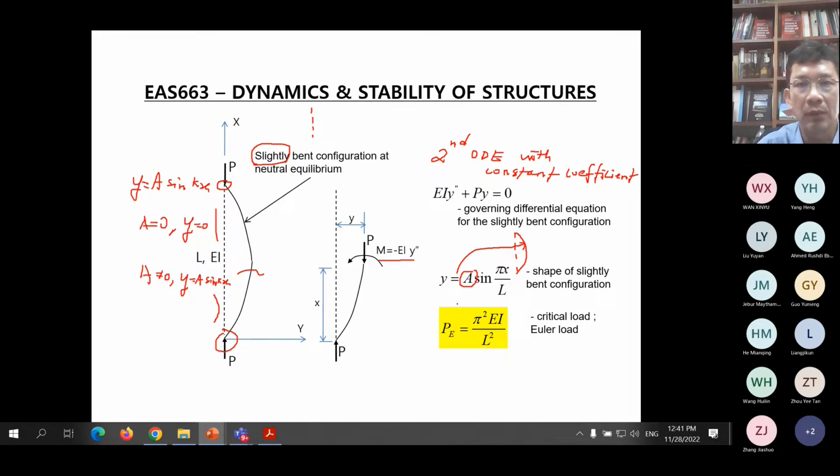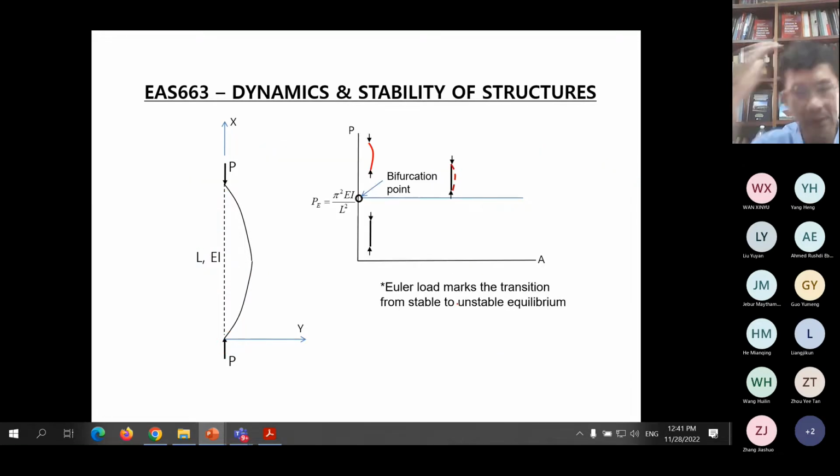So from the derivation just now, class, we see some important information that we can get about the behavior of the Euler column.